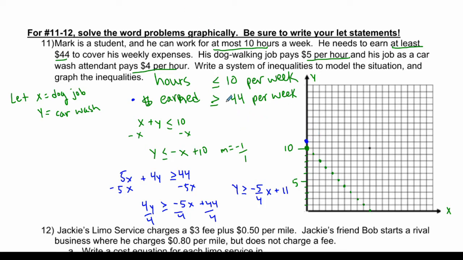I know this is, for the green line, less than or equal to, so it's going to be solid. Okay. And I'm going to need to shade below because it's less than or equal to, so I'm going to shade below.